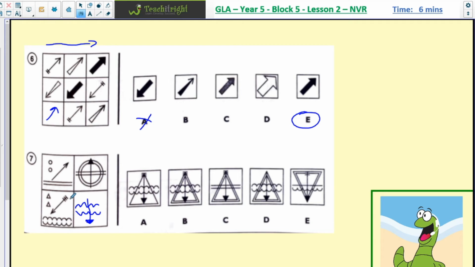And is there any clue? In this one it's got 3 lines. This one had no lines, this one had no lines, so perhaps all of these are going to have 3 lines as well. So I'm expecting 1, 2, 3 lines there.